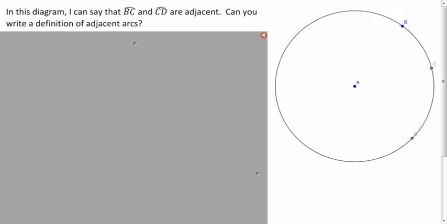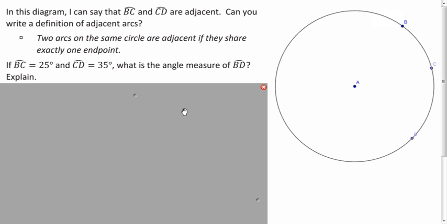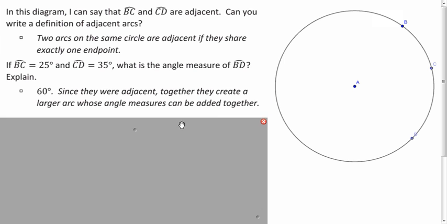Here we have arcs BC and CD, which are adjacent. And so what do you think would be a good definition for adjacent arcs, given this picture? Well, arcs that share exactly one endpoint. And if we know what the two smaller arcs are, can we figure out the measure of arc BD, the larger one? Yeah, we should just be able to add those measurements together.